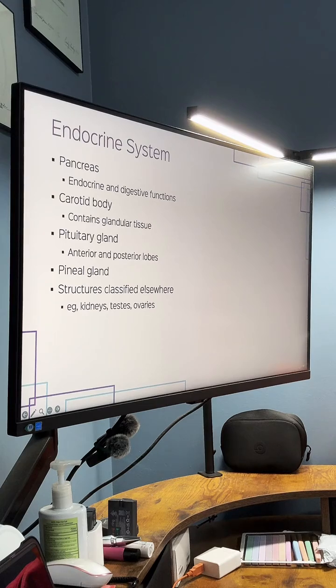The pancreas is both an endocrine and an exocrine organ. The carotid body is a chemoreceptor monitoring the oxygen level within the blood. It is not an endocrine structure, but it is listed by CPT within the endocrine system code set. The pituitary gland is about the size of a pea, located at the base of the brain. It is divided into anterior and posterior lobes.